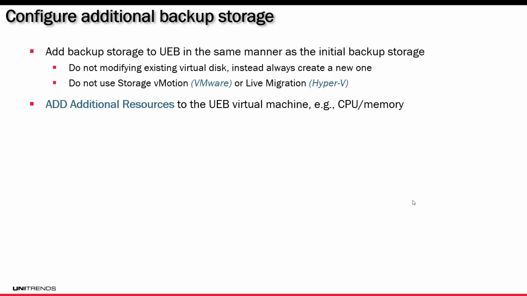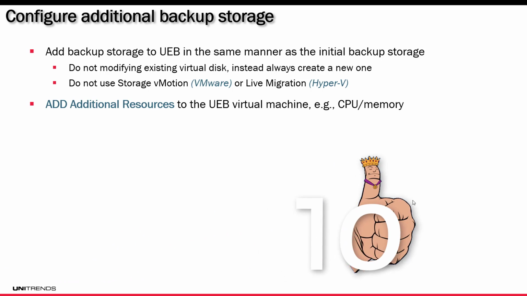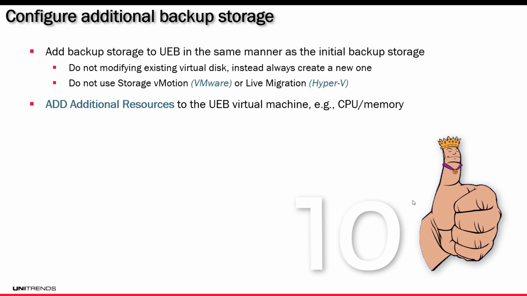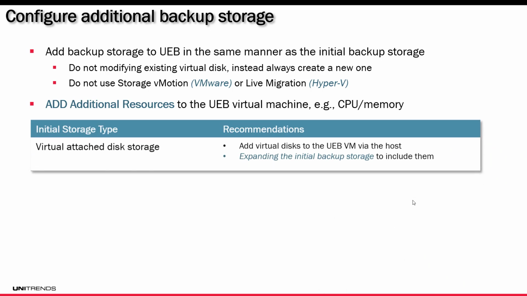Don't try to add it to another host somewhere else and then move it to the virtual appliance and do all that stuff. You want to make sure you add additional resources to the UEB virtual machine. Once again, CPU and memory, depending on your concurrent connections. How many backup and recovery jobs do you plan on running at once? You need to make sure you shut down your appliances and add those additional resources. Give it more CPU, more memory if you need to.